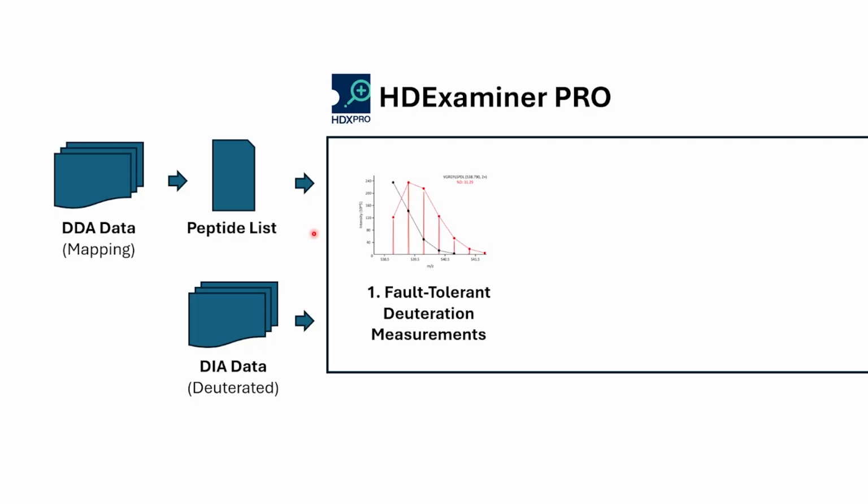And so with a peptide list and DIA data, the software will go through a few steps. The first step is to perform fault-tolerant deuteration measurements. Fault-tolerant is because we try to actually deconvolve MS signal in both MS1 and MS2 space. We do this by fitting a binomial expansion model to the observed data and then calculating the amount of deuterium uptake using the centroid mass of the model. This allows us to sometimes deconvolve overlapping signal from peptides that overlap each other on some isotopes.